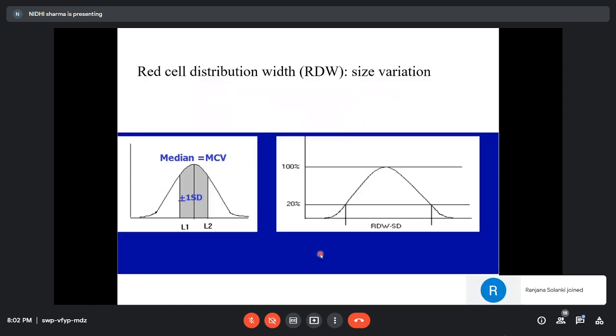To tell you in a little detail how this is done, imagine this is your RBC histogram, and when we are talking of one standard deviation, we are talking about whatever population is lying within this shaded area. This population width, we are dividing it by the mean cell volume, and this will give you the RDW-CV. Whereas when you're talking about the RDW-SD, we are just looking at the 20% frequency. What is the width of the graph that you're getting at this frequency, and this would give you an RDW-SD. So you have two kinds of values. You have RDW-CV and you have RDW-SD.